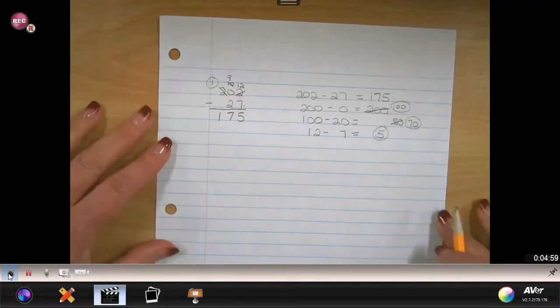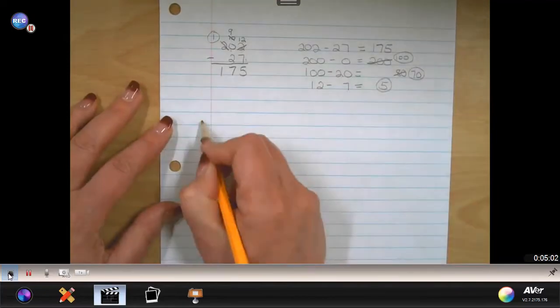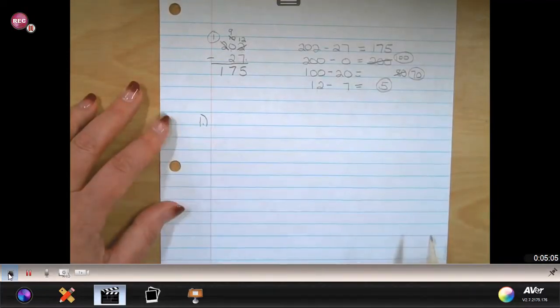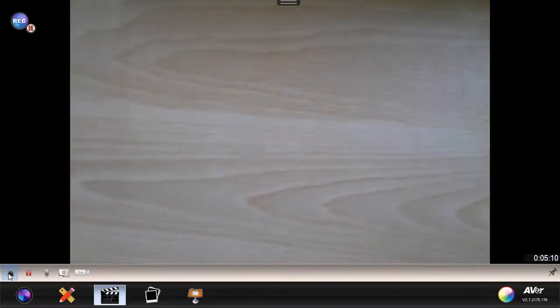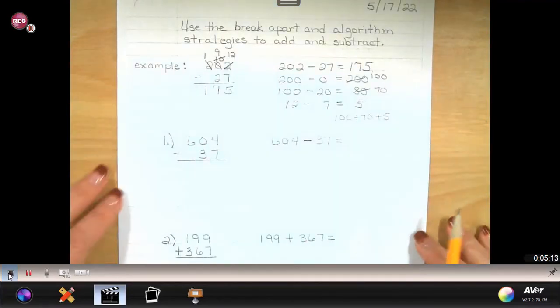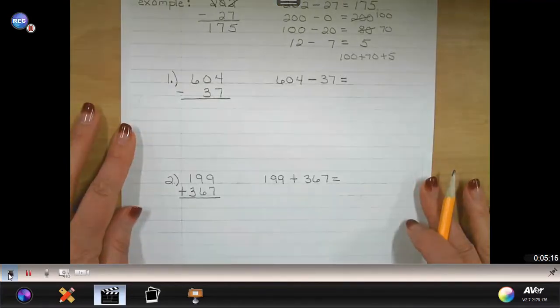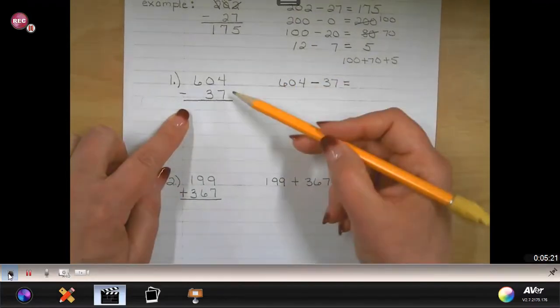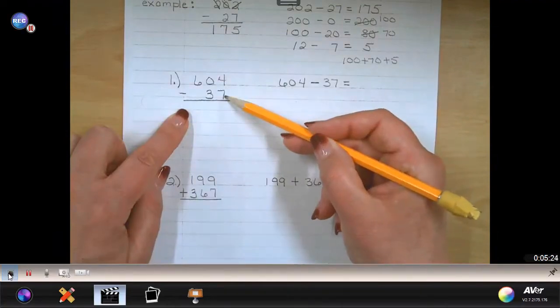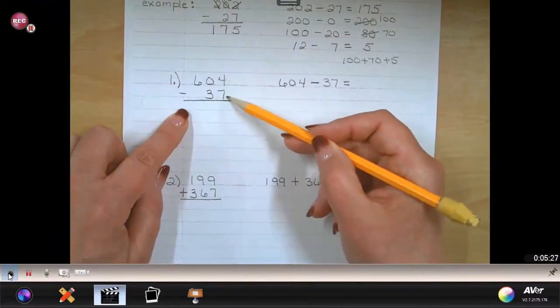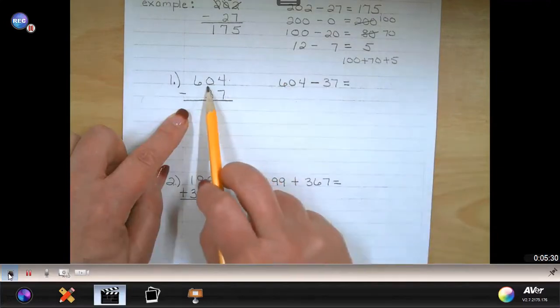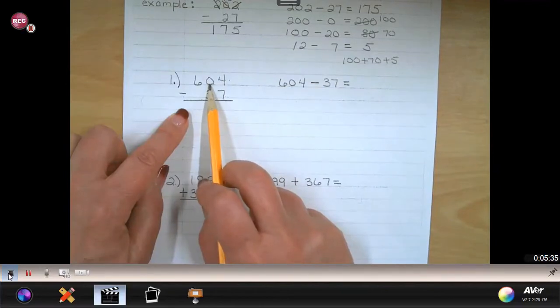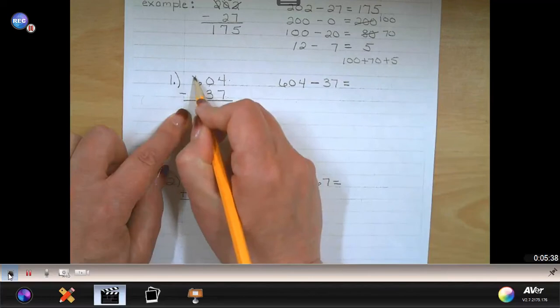Okay, so let's go ahead and continue on. I'll start with number 1, and I'll just bring my paper back over here that we originally started with. We have 604, and we're subtracting 37. So now, again, I look at my ones place. I see that I cannot subtract 7 from only 4. I know that I cannot subtract, so that tells me I need to borrow a 10. But as you can see, just like in the last problem, we don't have any 10s to borrow. So I'm going to go to the hundreds place.